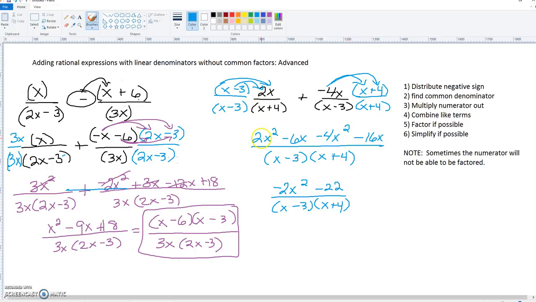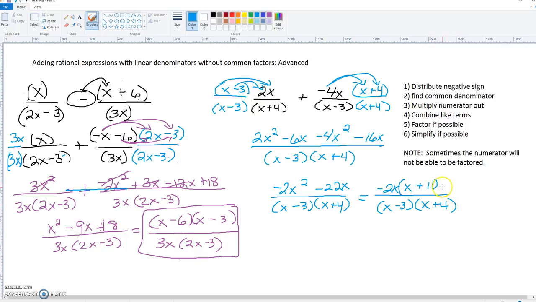Now this is the part where you have to check to see if you can factor the top. For this example, you can factor the top. I'm going to take a negative 2 out. Oh, I didn't bring my x down. I'm going to take a negative 2x out. And so we've got x plus 11 in parentheses. And then on the bottom, we've got x minus 3, x plus 4.